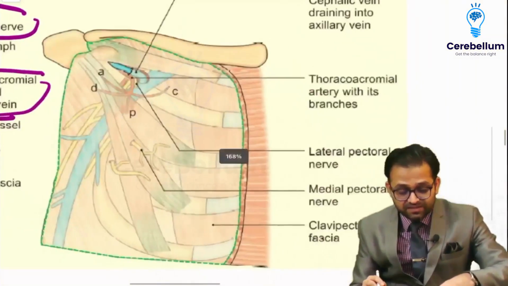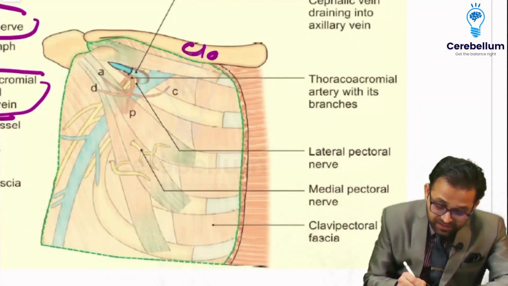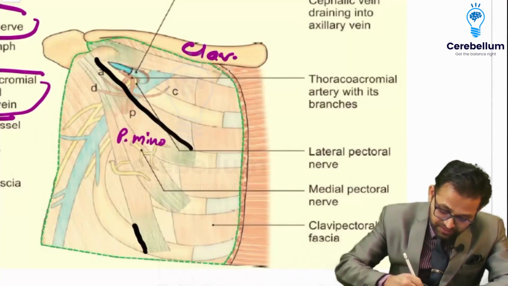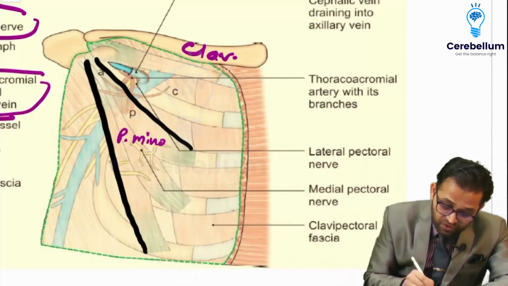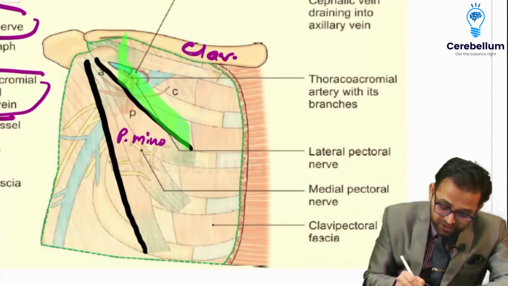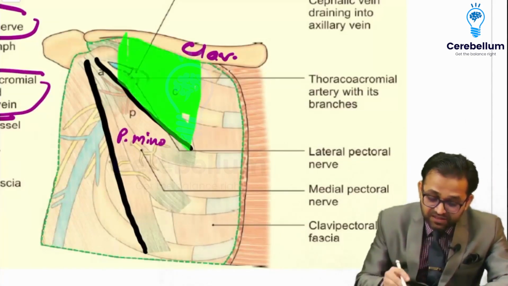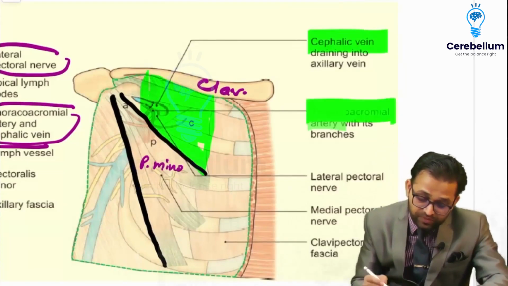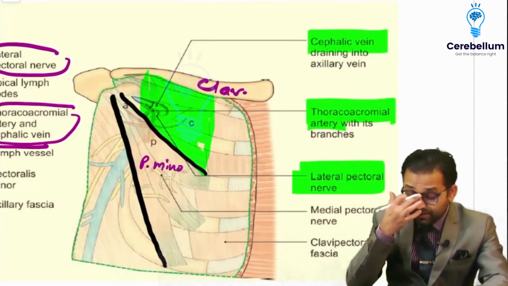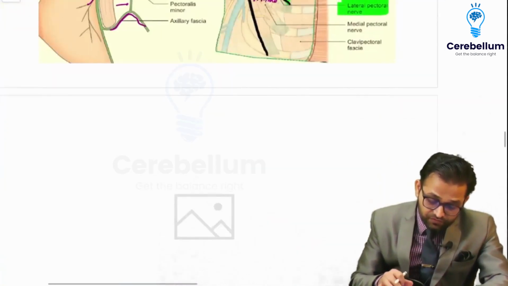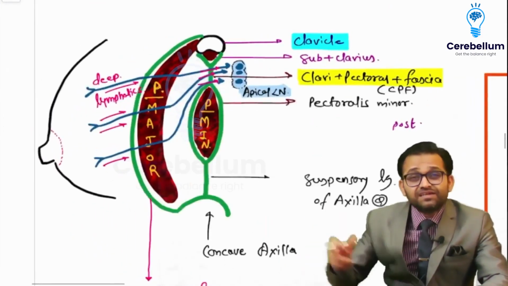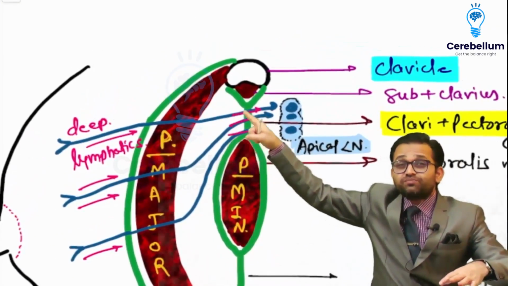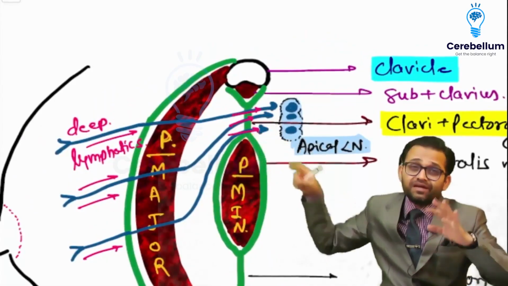Okay, you can see another diagrammatic presentation. Sir, this is our clavicle and here is the pectoralis minor muscle. So there is a fascia in between the clavicle and the pectoralis minor muscle. This is our clavipectoral fascia, which is pierced by four structures: the cephalic vein, the thoracoacromial artery, the lateral pectoral nerve, as well as the deep lymphatics. Okay. Now look for the next. This is the same thing, a diagrammatic presentation for all of you. Again, here is our clavipectoral fascia, which is pierced by one artery, one vein, one nerve, and the lymphatic group.